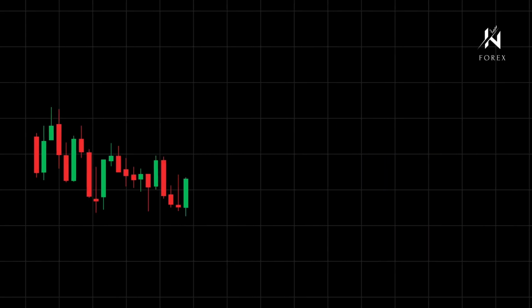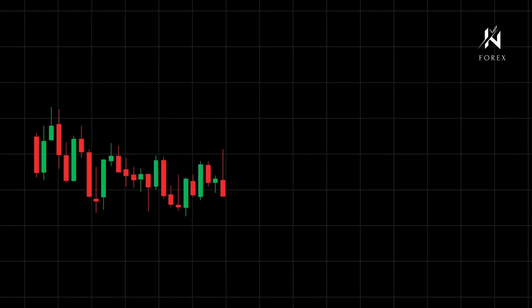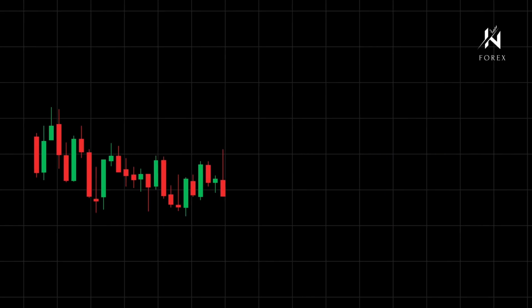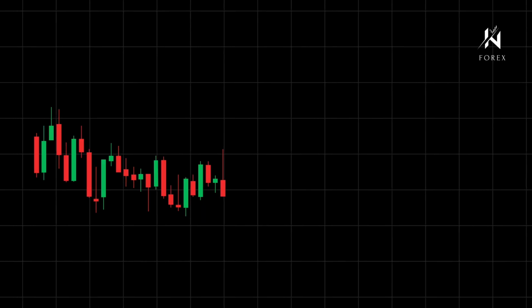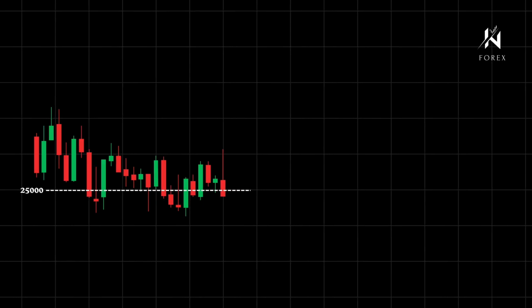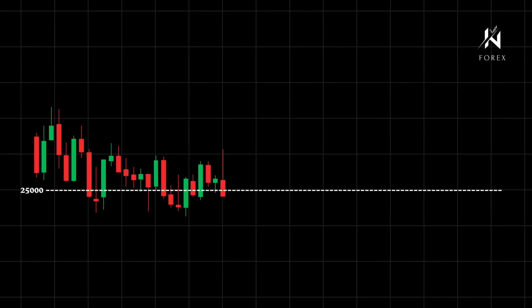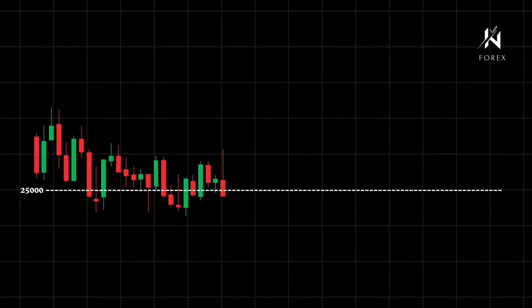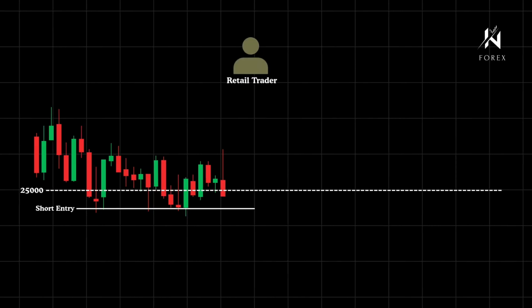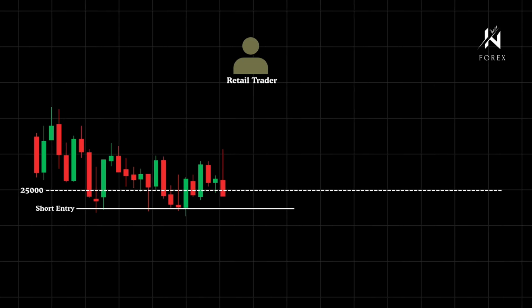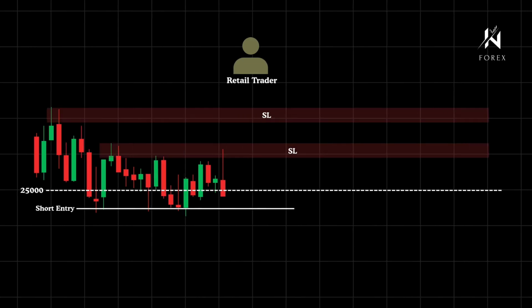Here's a 5-minute time frame chart of Nifty 50. As soon as the market opened, the price gradually moved down, repeatedly testing the psychological level of 25,000 but failing and returning to the same range. Observing this, many retail traders had already planned short trades here. Some had already entered shorts, with their stop losses positioned above this level.